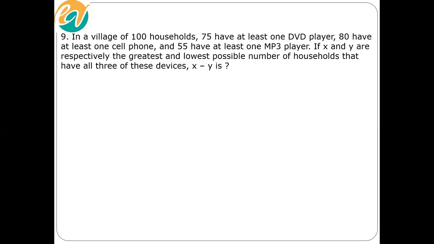This is going to take me some time to explain, but this is a very, very important concept, guys. First of all, go through this question and then we'll discuss. A total of 100 households are there. 75 have a DVD player, 80 have a cell phone, 55 have an MP3 player. X and Y are respectively the greatest and the lowest possible number of households that have all the three devices.